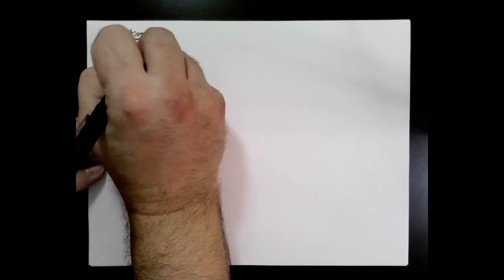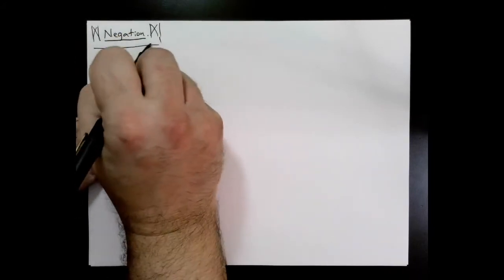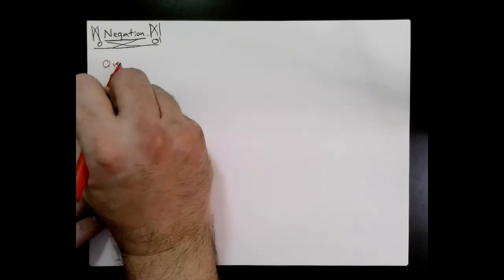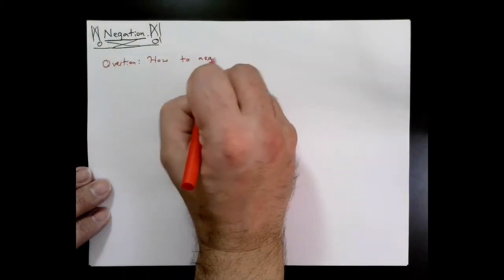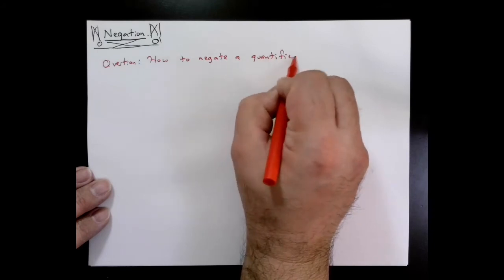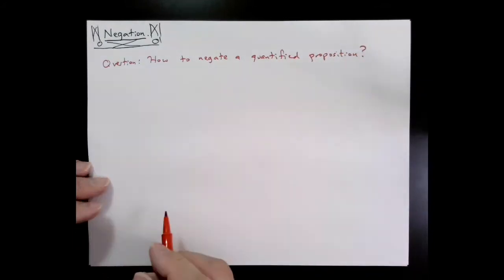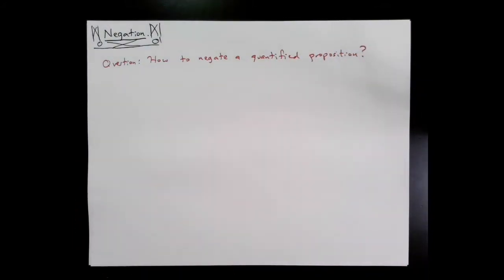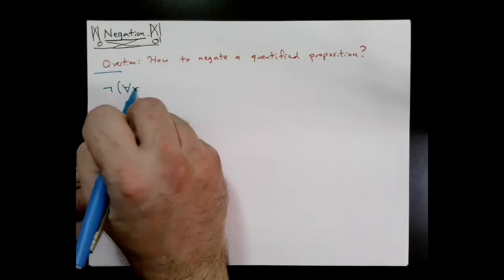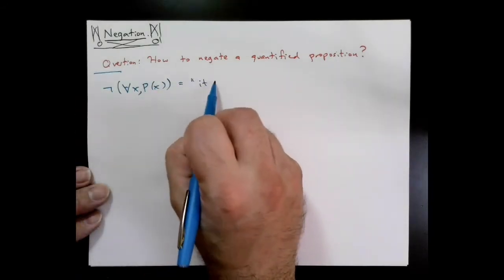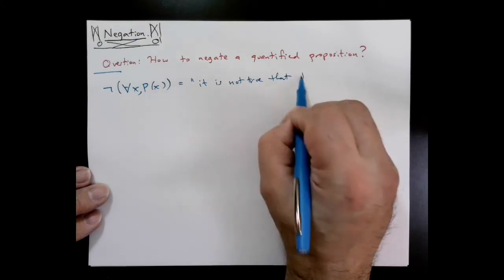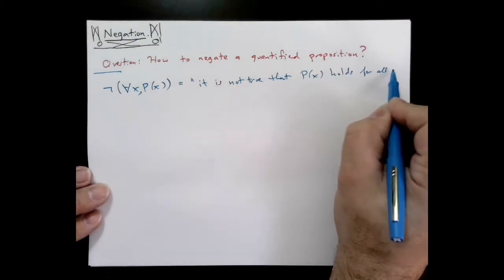Okay, so how do we negate a quantified proposition? Let's think this through. What is the negation of for all x, p of x? In English, we would say it is not true that p of x holds for all x. That means that p of x fails for some x, or there exists an x such that not p of x.